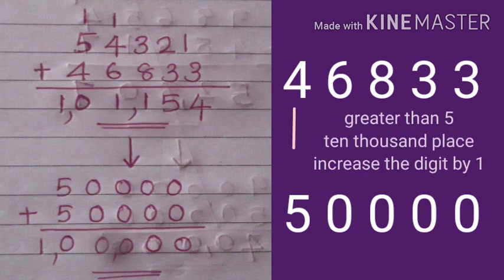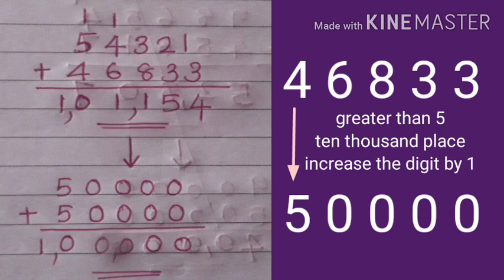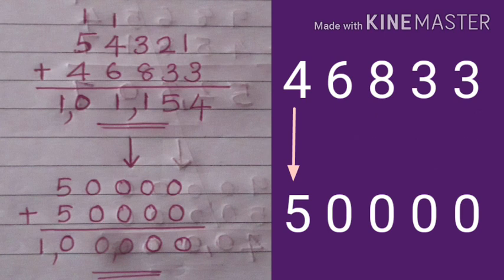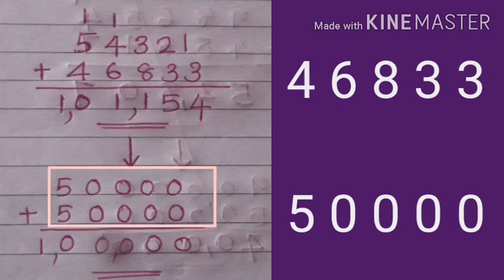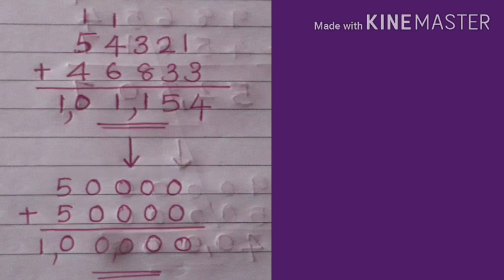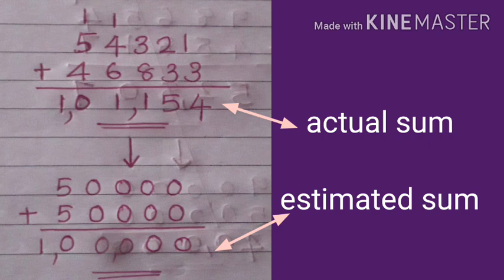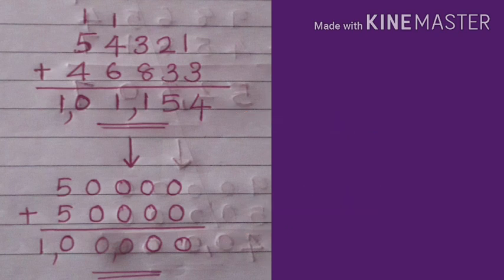Then the next number is 46,833. We look at the thousands place. The thousands place is 6. It is more than 5. So the 10,000s place increases by 1, so it becomes 5. Then we get 50,000. Then add these two numbers, we get 1 lakh. So the actual sum is 1,01,154 and the estimated sum is 1 lakh.